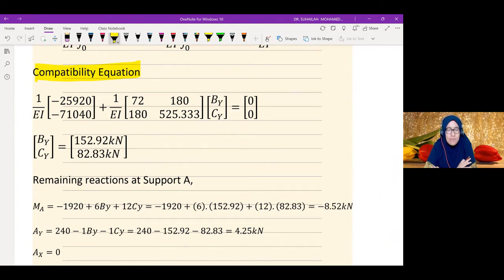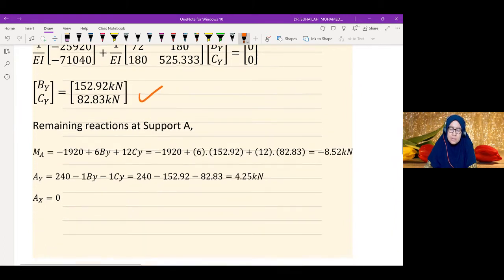Then whenever we solve this equation, we just need to solve using the calculator directly. You don't need to write it back into 2 simultaneous equations and do manual calculation. No need to do that. So BY and CY by using calculator equal 152.92 and 82.83 for CY.